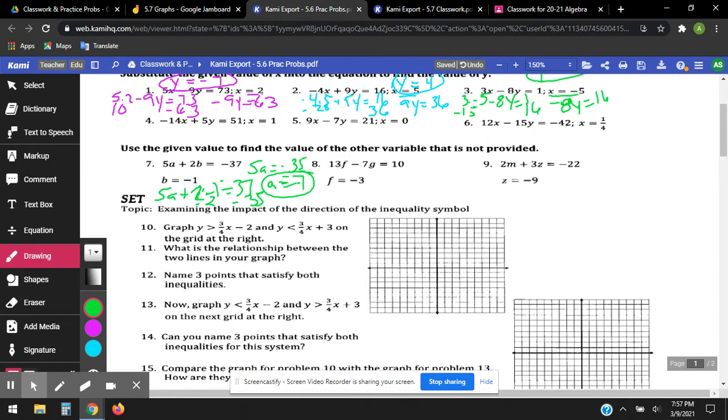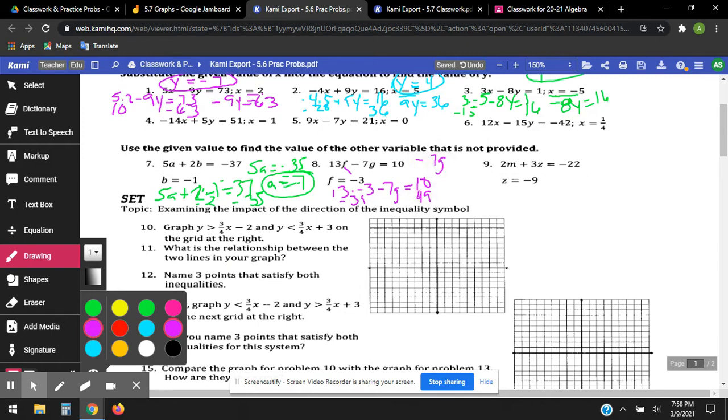F, pay attention to the letters on this. Okay, so F is negative 3, so I'll put that in there. So 13 times negative 3 minus 7g equals 10. Well, that is negative 39. So if I add 39, I'm actually at 49 here. So it's negative 7g equals 49. So g equals negative 7 as well. I want a negative 7 answer here.